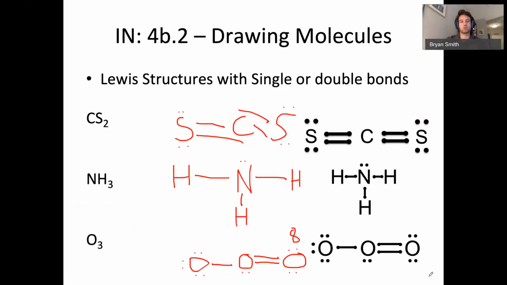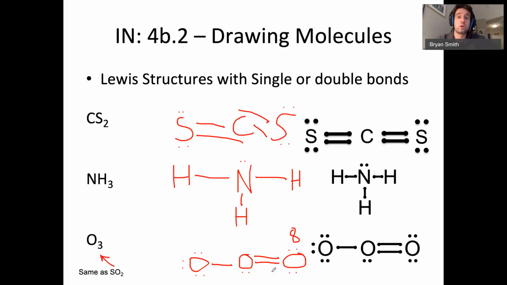This is the final structure. What you'll notice here is that O3 is the same as SO2, which if you remember, that was kind of the difficult problem we worked on at the end of the day yesterday for notes. So you saw this structure before. You know how to draw this. It just was disguised a little bit.